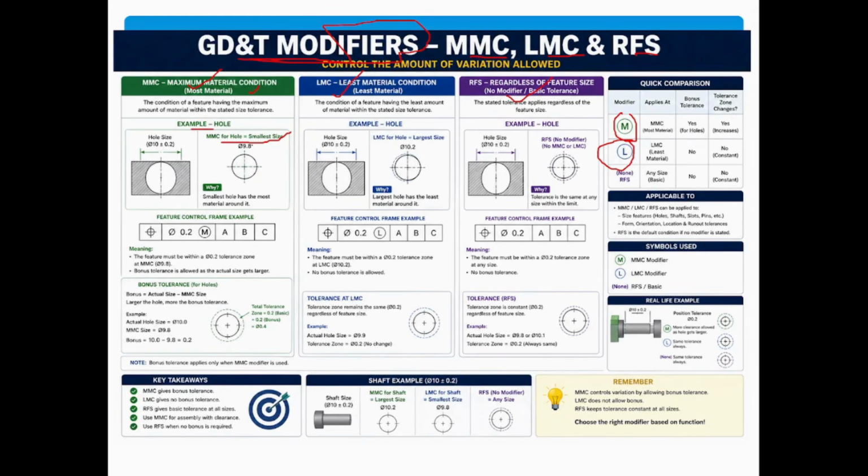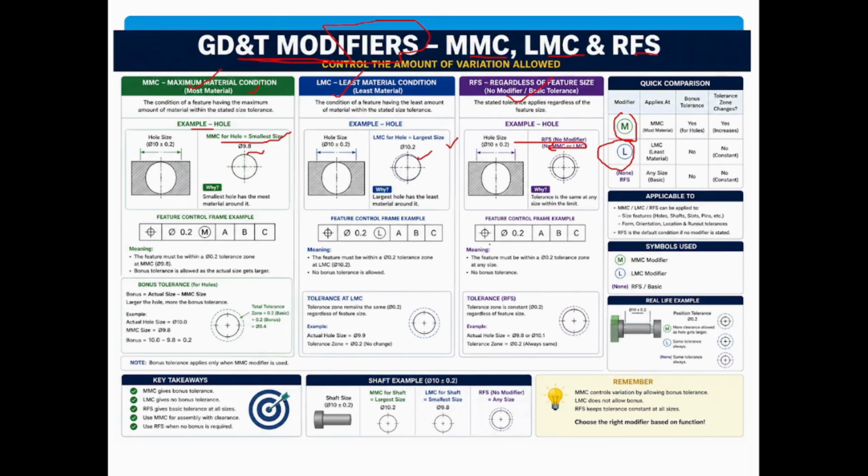For a hole of size 10, in the condition of MMC it is 9.8. In the condition of LMC, the hole size would increase to the largest size, which is 10.2. In RFS, or regardless of the feature size, it can be MMC or LMC or none. It can be either of them.